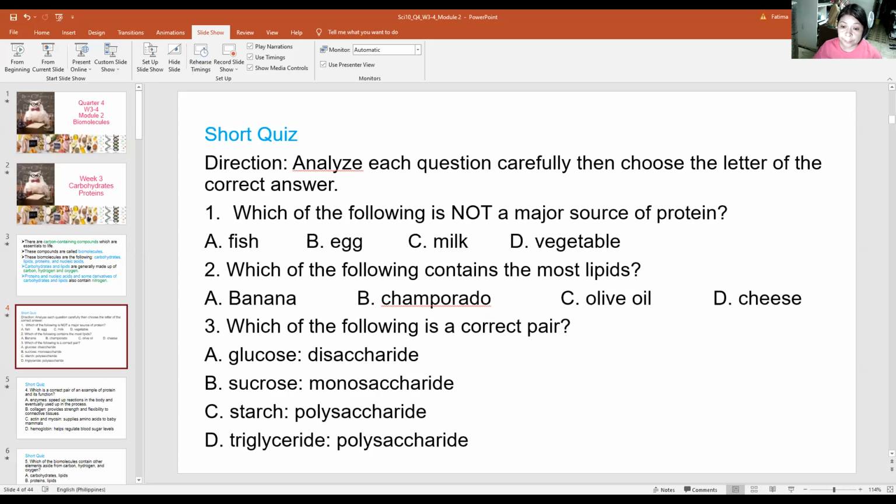For this part, we're going to have the short quiz. Please look at your answer sheet. The direction: analyze each question carefully, then choose the letter of the correct answer. Write the letter of your answer inside the box.